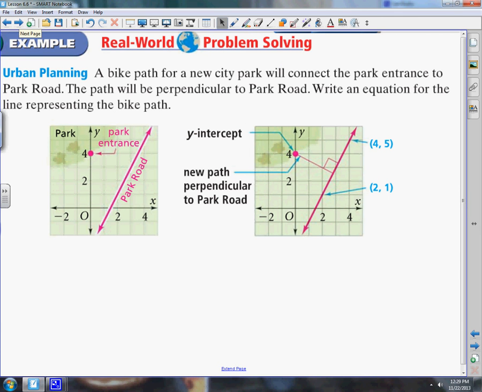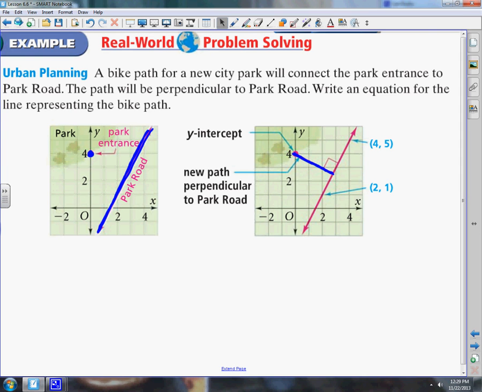All right, a bike path for a new city park will connect the park entrance to Park Road. The path will be perpendicular to Park Road. Write an equation for the line representing the bike path. So here is Park Road, and they want the bike path to be perpendicular and it would come in from the park entrance. As you can see here, they drew this line and they want it to be perpendicular. So try this problem and then we'll go over it.